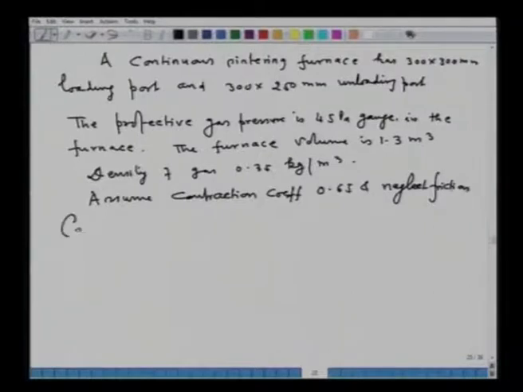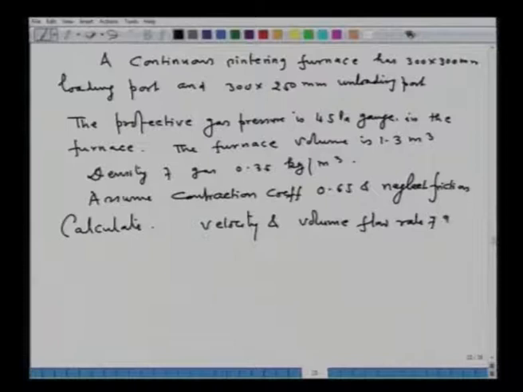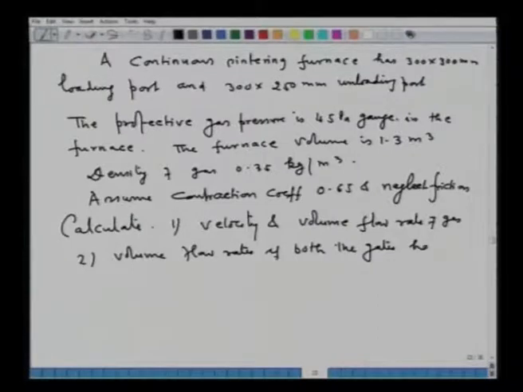What you have to do? To calculate velocity and volume flow rate of gas. Velocity and volume flow rate of gas flow from the furnace port, and second you have to calculate volume flow rates if both the gates have flexible curtains of hydraulic resistance, take it 25.